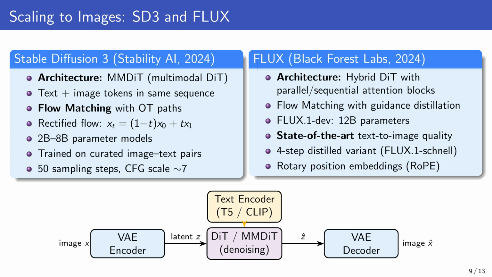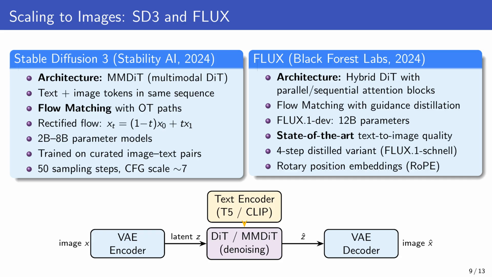FLUX from Black Forest Labs, also released in 2024, pushes this further. It uses a hybrid DiT architecture with both parallel and sequential attention blocks. The flagship model, FLUX.1 Dev, has 12 billion parameters. What makes FLUX particularly impressive is that through guidance distillation, they created a much faster model. It also uses rotary position embeddings borrowed from the language modeling world.